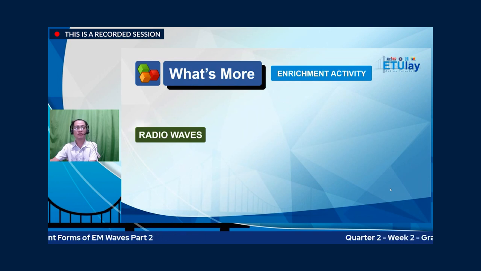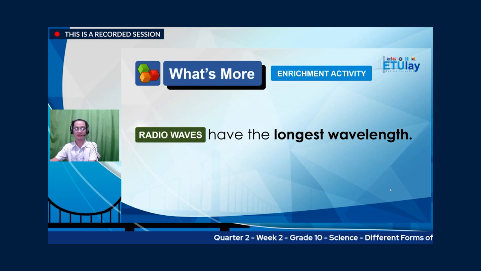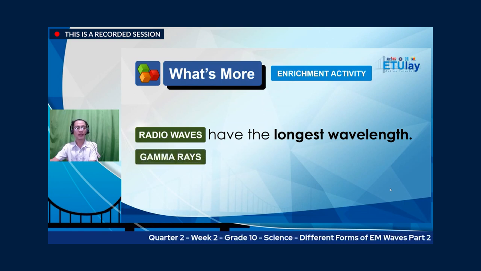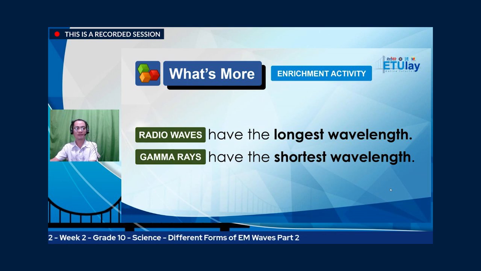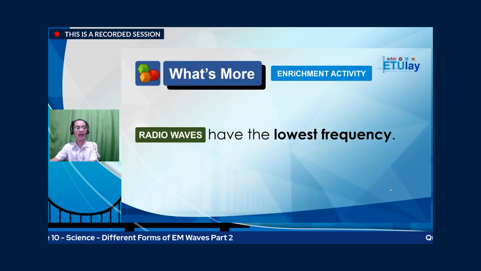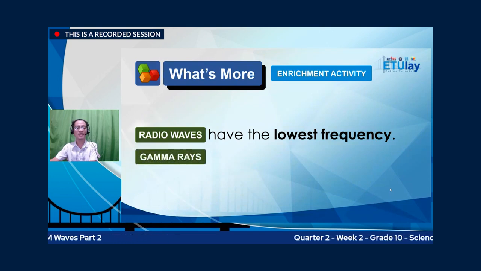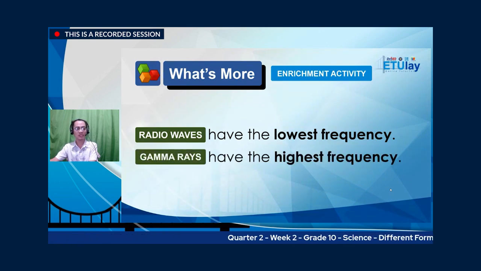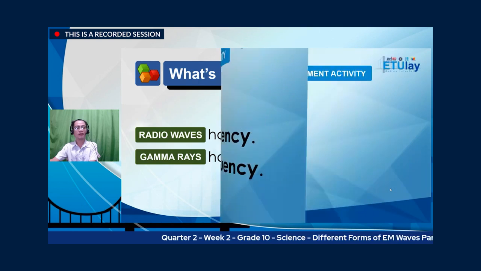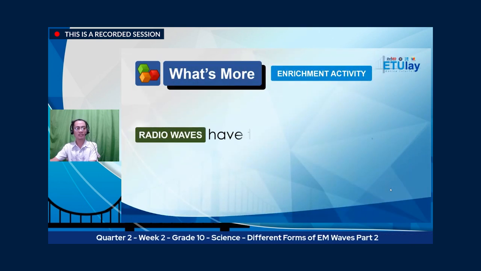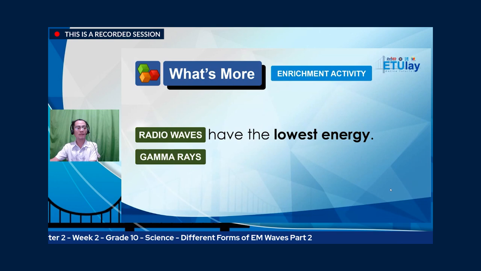Now, let's move to this one. Radio waves have the longest wavelength. Tandaan niyo po yan. Gamma rays have the shortest wavelength. Radio waves have the lowest frequency. Gamma rays have the highest frequency. Radio waves have the lowest energy, and gamma rays have the highest energy.